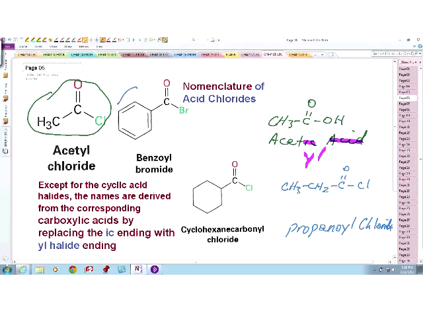Now, in the case of this molecule here, you see the same thing is happening. What would be the name of the corresponding carboxylic acid for this molecule? Benzoic acid, okay, that is benzoic. And so what have we done? We remove the ic and then the word acid.